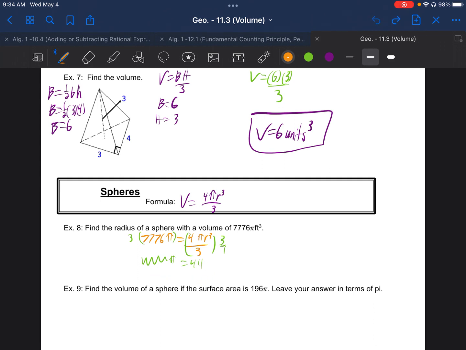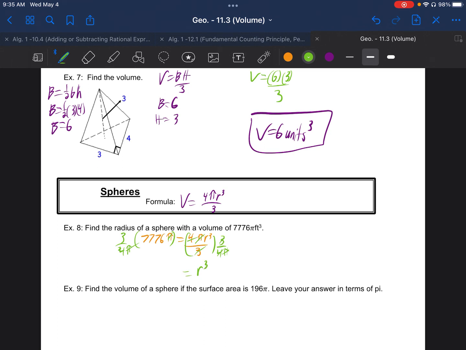I'm actually just going to combine that into one step when I divide or multiply by 3 over 4 pi. So what's going to happen is not only am I multiplying by 3 in this step on both sides, I'm also dividing by 4 pi in the same step. So the pi's are going to reduce on the left and the right. On the right, the 4's and the 3's also reduce. So on the right side, we're just going to be left with r cubed.